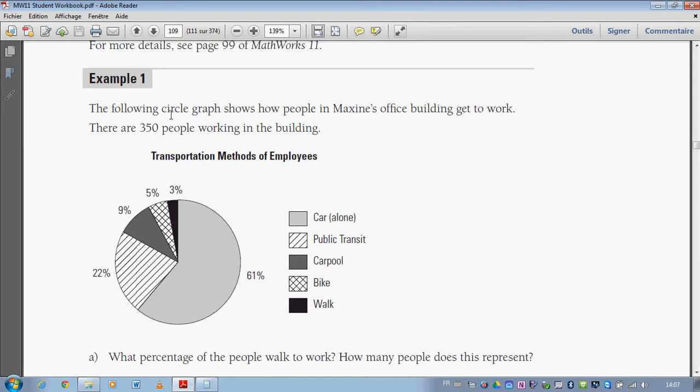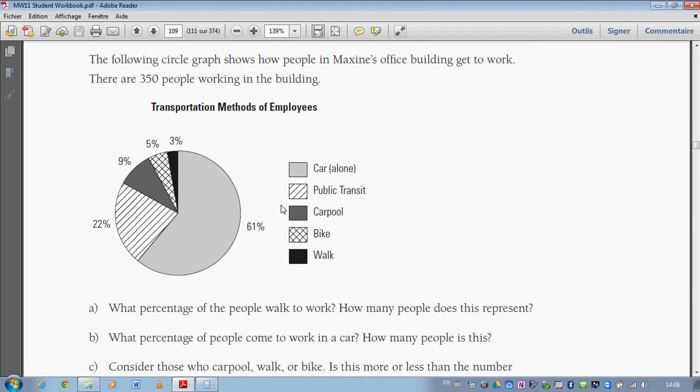Okay, so the following circle graph shows how people in Maxine's office building get to work. So here you can probably assume that these percentages are talking about different ways that these workers are getting to work. Okay, so there are 350 people working in this building. So in a circle graph, you've got to have a title, you've got to have your circle graph, you've got to have the percentages that each little slice represent, and you've also got to have the legend as well. Okay, so this is really what you need right here for a circle graph.